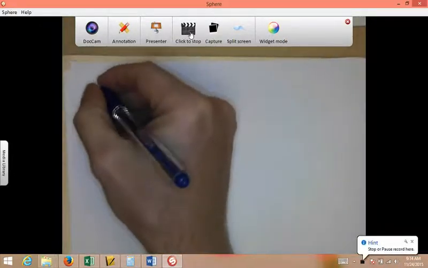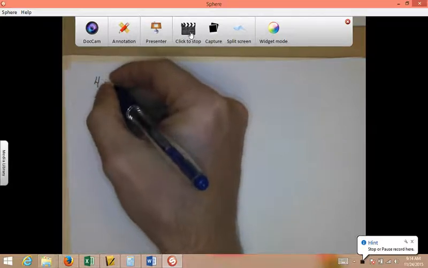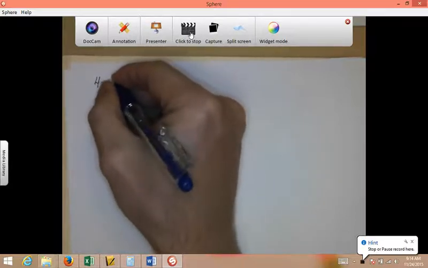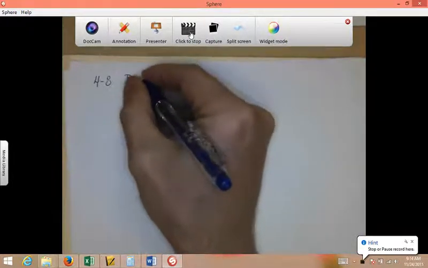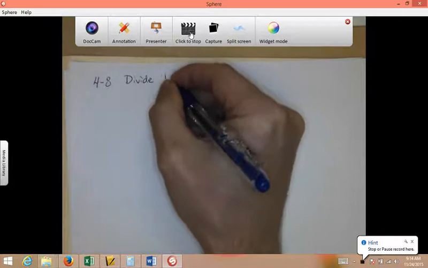Alright, so this is the last section of the chapter. Chapter 4, Section 8. The name of this section is Divide Fractions.